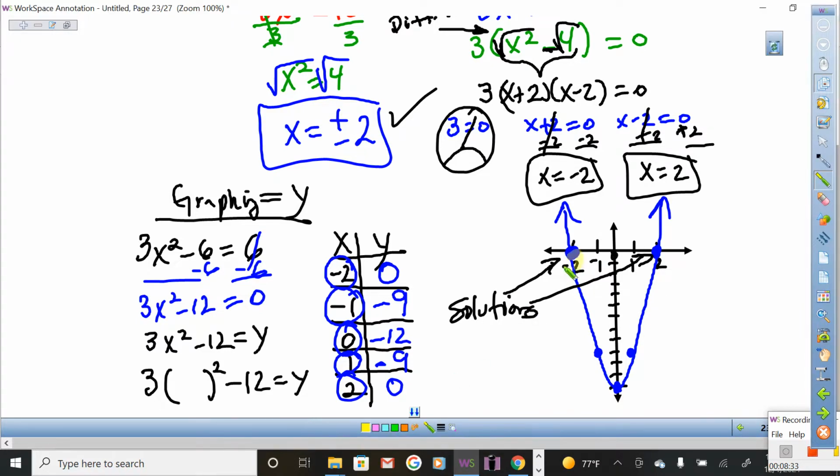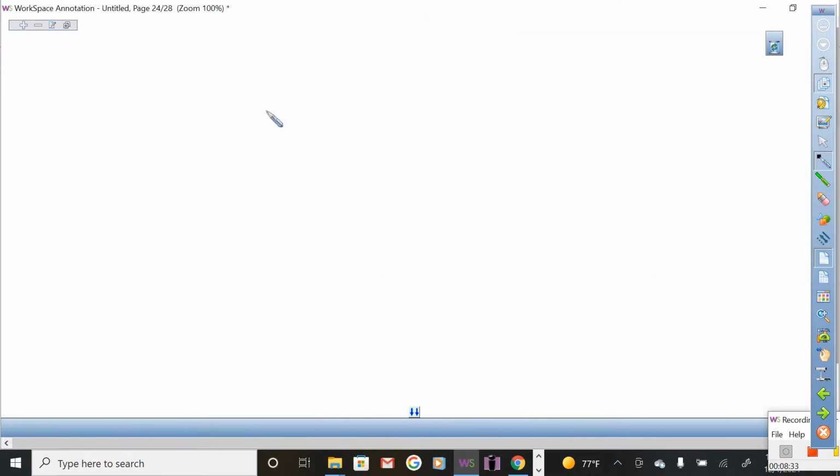Why are those the solutions? These two, this one and this one, because that's where my graph crosses what? The x-axis. That is correct. The graph crosses the x-axis at negative 2 and positive 2. Did we get the same answers over here? Yes. That one was number 8. Yes? All right? Let's go to number 9Q on your blank sheet of paper.